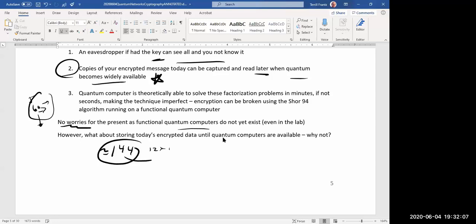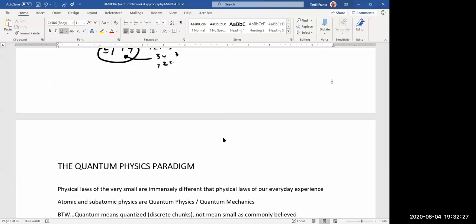Obviously, that's 12 times 12, so that's 3, 4, 3, 3, 2, 2. Anyway, if I remember off the top of my head, the largest number to be factorized by Shor's algorithm is something like 144. Not 144 digits, but the number 144.